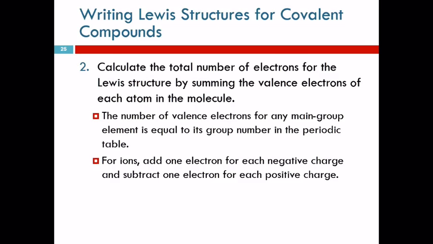Step 2 is to figure out how many valence electrons this whole molecule has. If you've got 2 carbon atoms, each of them has 4 valence electrons. So you add those up. And if you've got 6 hydrogens, you add up how many electrons were brought by the hydrogen. And you add them all up, and that's the number of dots you can put on your structure. If you have an ion, then you add 1 electron for each negative charge, subtract 1 for each positive charge.